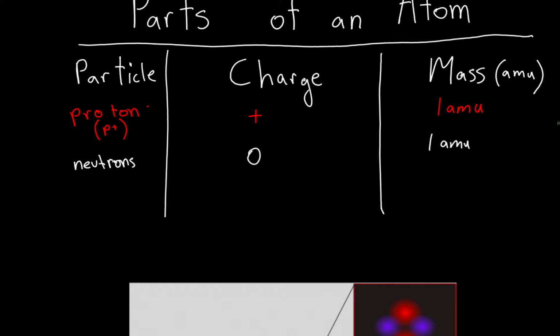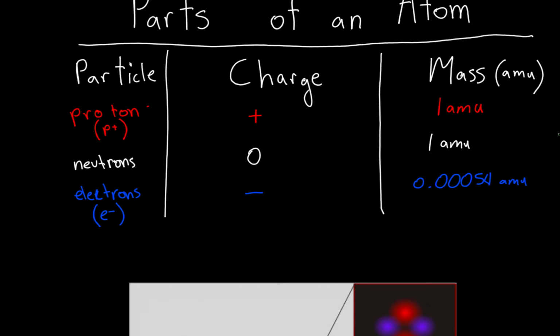And then finally, we have the electrons. And this will be E minus. And this will be a negative charge. And the weight of the electrons is significantly smaller than that of the protons and neutrons. The electrons have a weight of 0.00054 AMU, which is drastically smaller than the weight of the neutrons and protons.